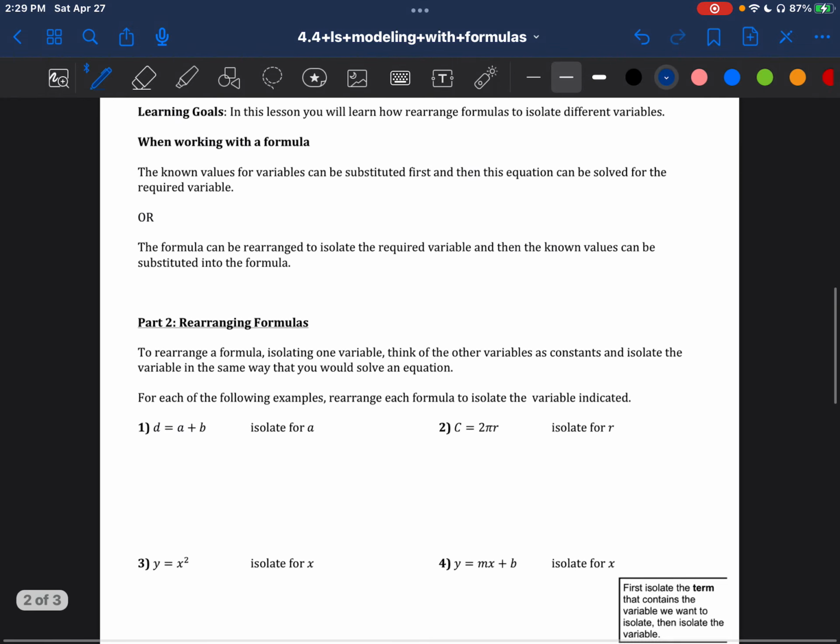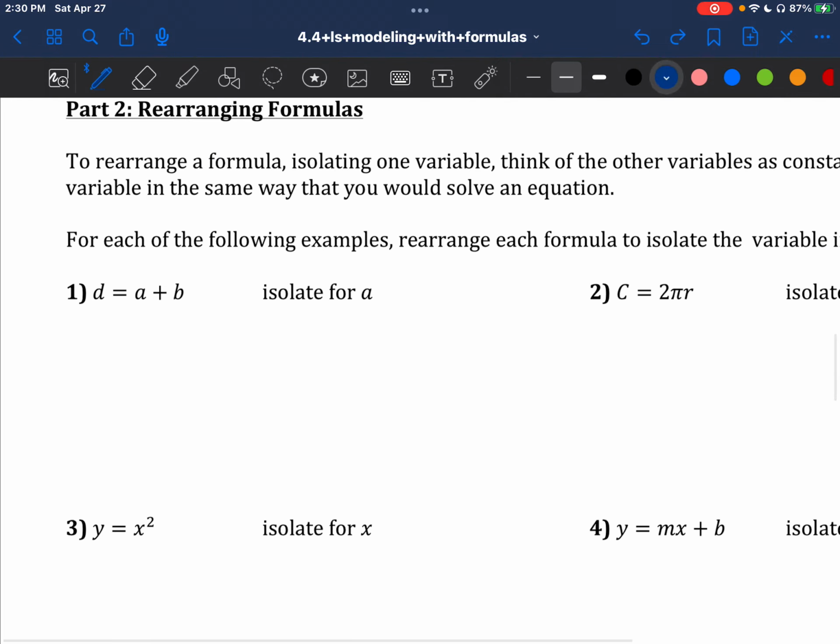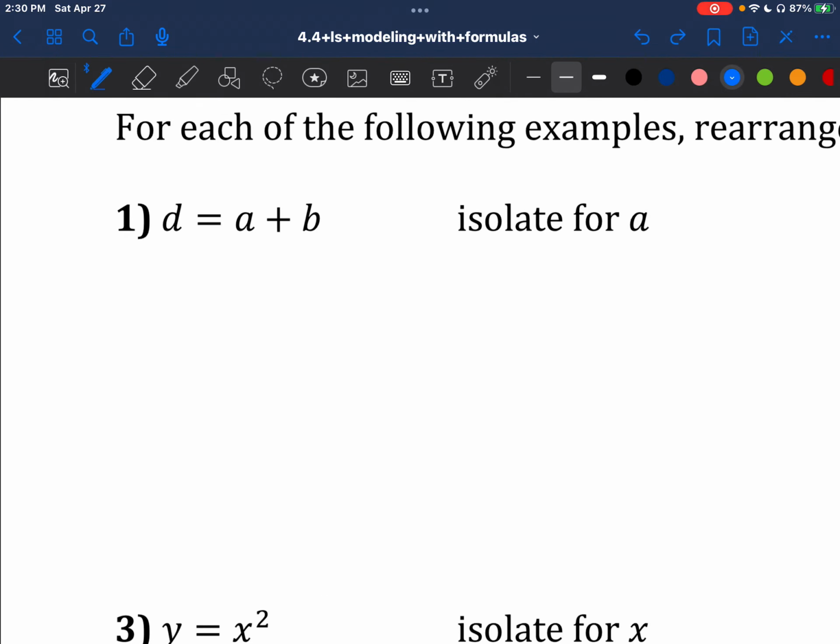There we go. Okay, so learning goals. In this lesson, you will learn how to rearrange formulas to isolate for different variables. When working with a formula, the known variables can be substituted first, and then the equation can be solved for the unknown variable. Or the formula can be rearranged to isolate the required variable and then the known values can be substituted into the formula.